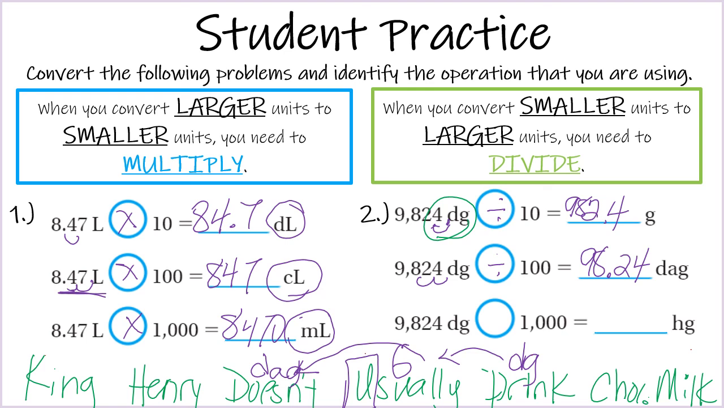All right, last one. We're still starting at the same spot, decigrams, but we're moving all the way to hectograms. So once to grams, a second time to decagrams, a third time to hectograms, which is Henry. So 3 times, we're still going to the left, so we're still dividing. Move our decimal 3 times to the left, and it's going to land between the 9 and the 8. So we have 9.824 hectograms.